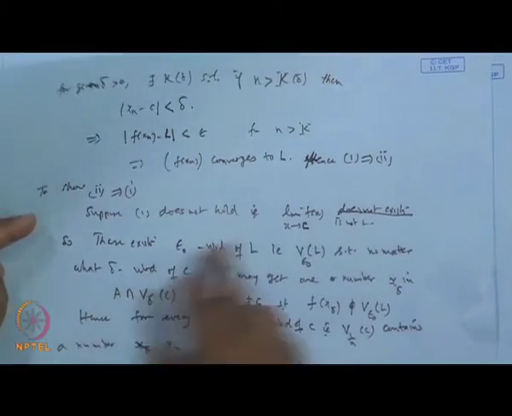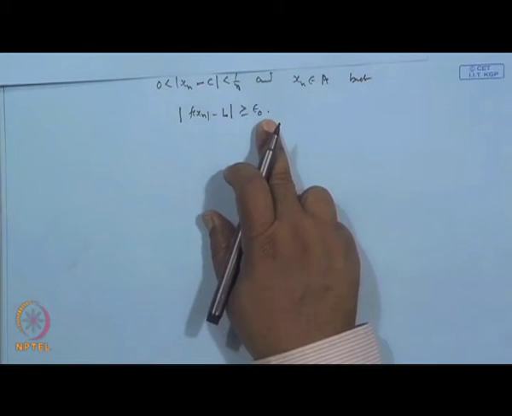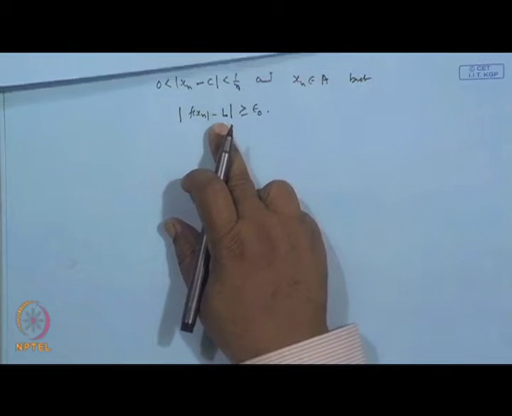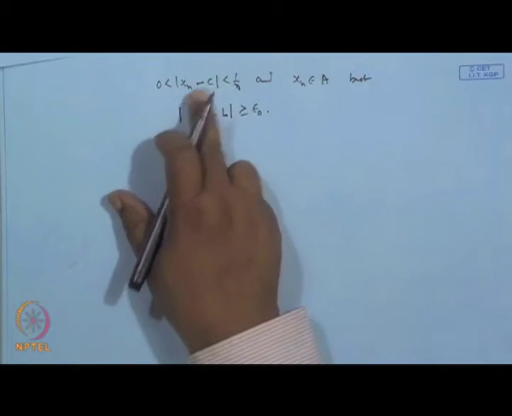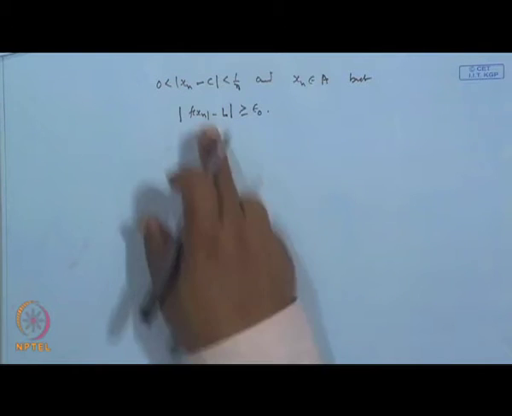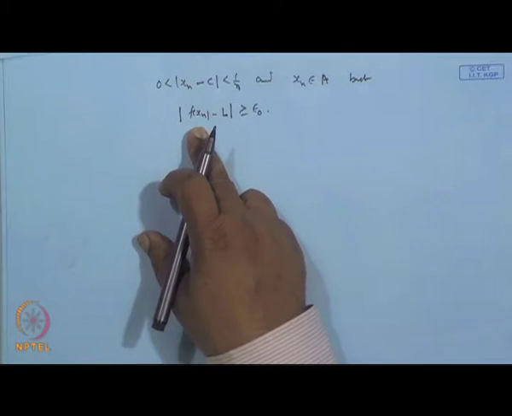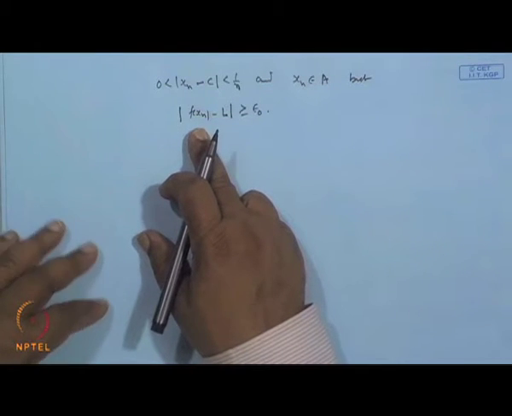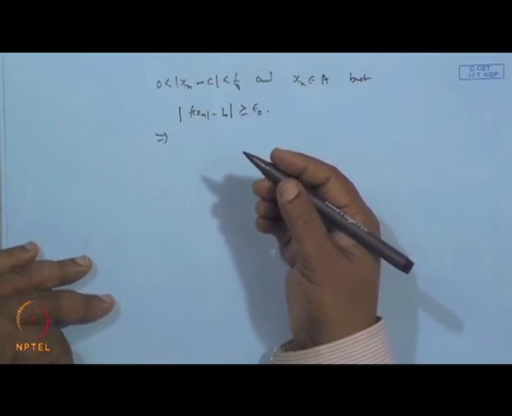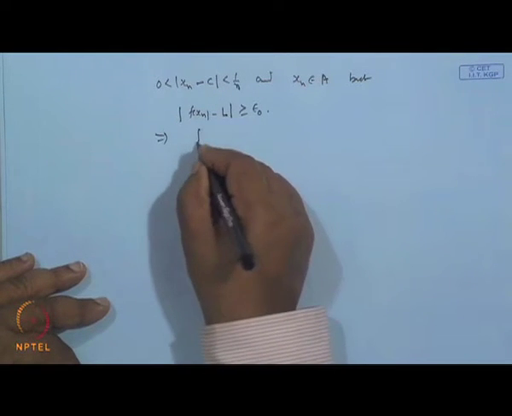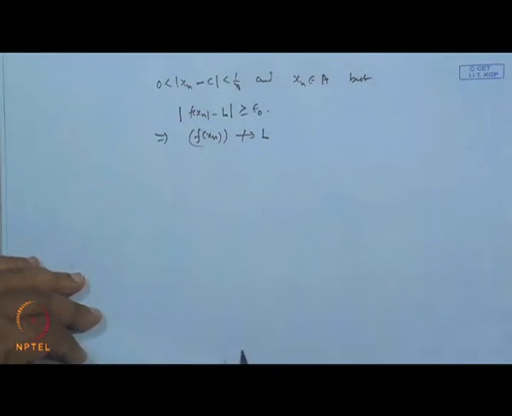So this not holding means there exists an epsilon-naught neighborhood of L such that whatever delta neighborhood of c we choose, there will exist one point x_n whose image will not fall within the epsilon neighborhood of L. So that is why this implies that f(x_n) will not converge, is it not? So this implies that the sequence f(x_n) will not converge to L, okay.